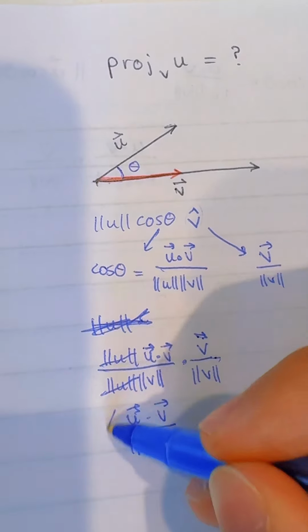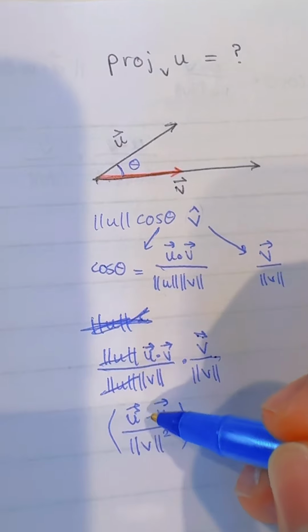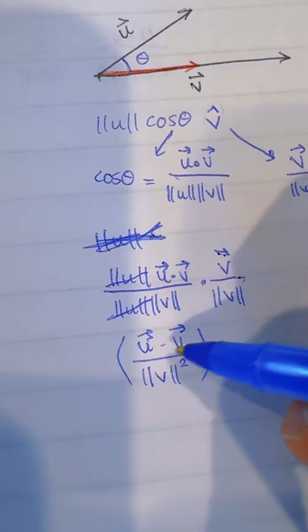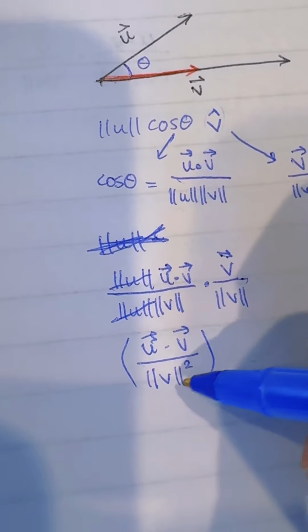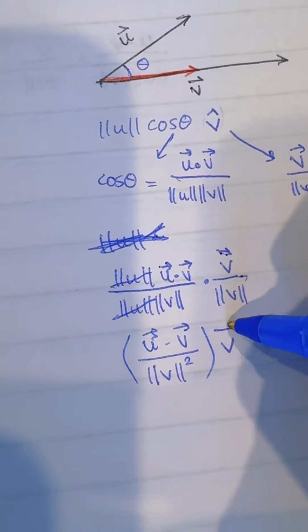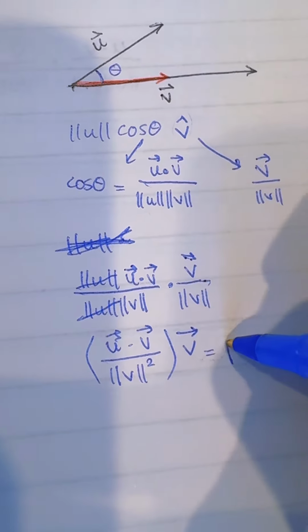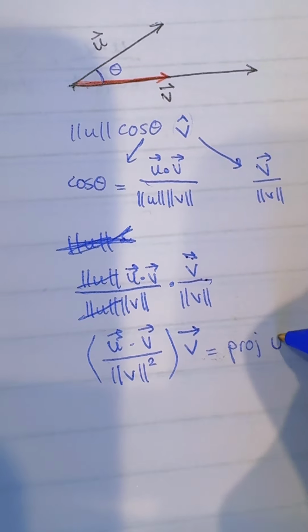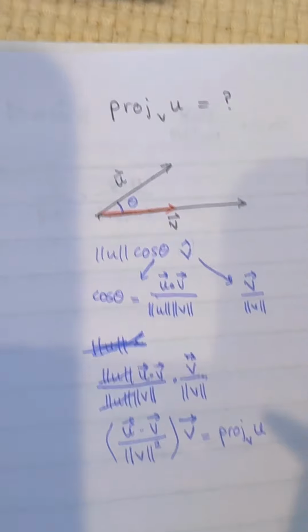And then all of this is going to be a scalar because the dot product on top here is going to be a scalar. And of course, this is a magnitude squared, so it's also a scalar. And we're just going to multiply that by the vector v. And this is equal to the projection of u onto v. And just like that, we're done.